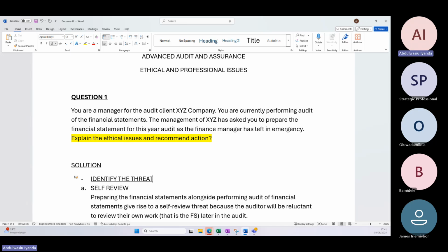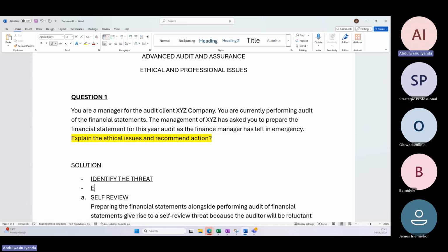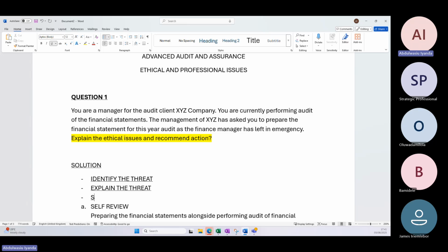The second thing you explain the threat. Just 3 steps. Explain the word threat. And the third thing I want you to do is suggest a recommendation. Just a recommendation. Sometimes we call it action.